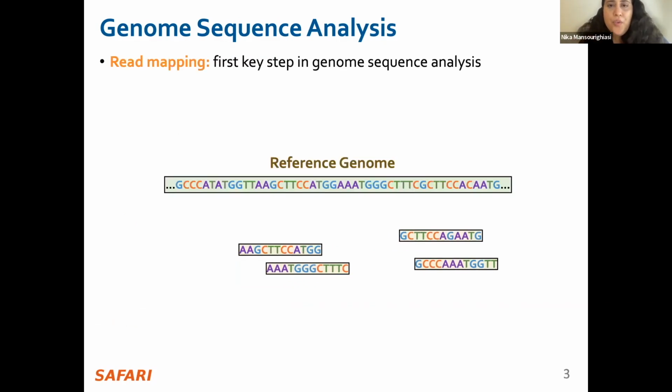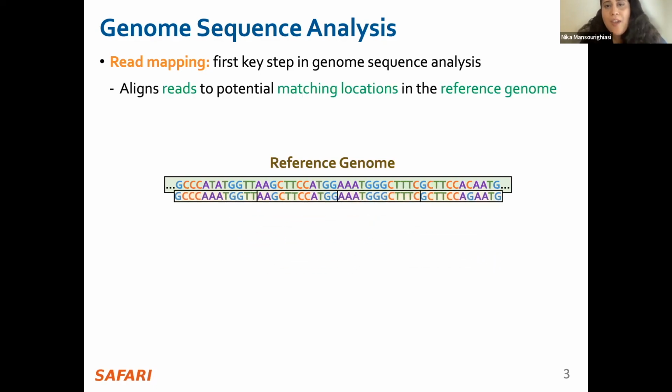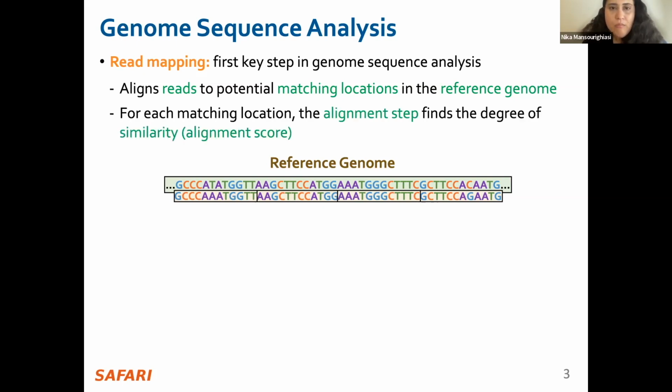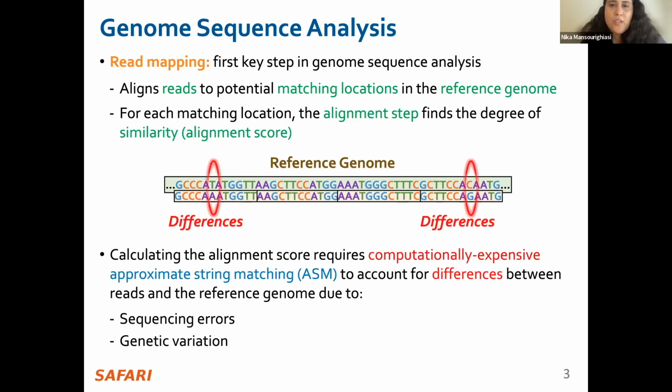Read mapping is the first key step in genome sequence analysis that aligns reads to potential matching locations within the reference genome. For each matching location, the alignment step finds the degree of similarity between the read and the reference by calculating an alignment score. Calculating the alignment score requires computationally expensive approximate string matching, or ASM, to account for differences between the read and the reference genome that might occur due to sequencing errors and genetic variations.